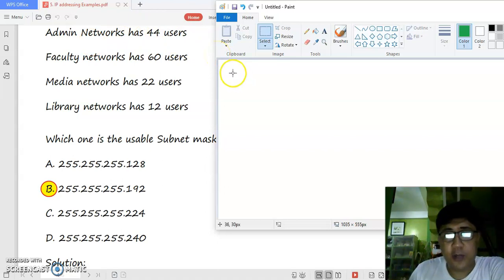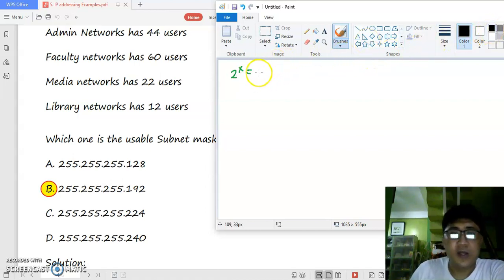How many networks do they have? So we know that we have 1, 2, 3, 4. We have 4 networks, right? And in order to solve for networks, we have this formula: to solve the networks, you have 2 raised to the power of x, right? So that is for our network. So from here, we already know that we have 4 networks.